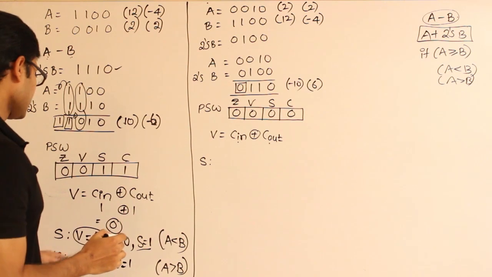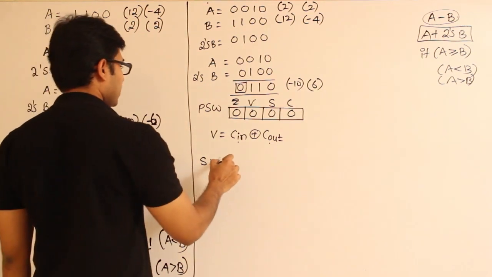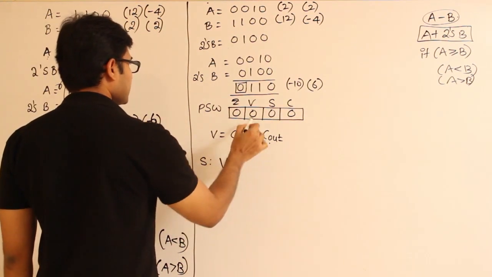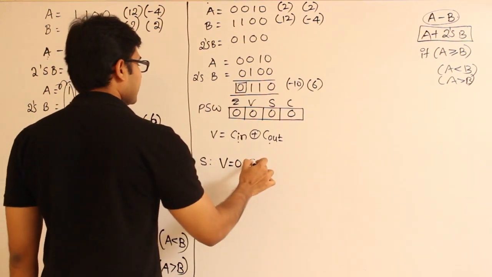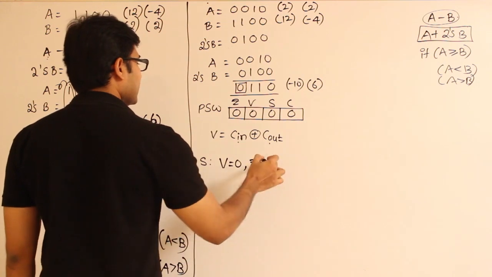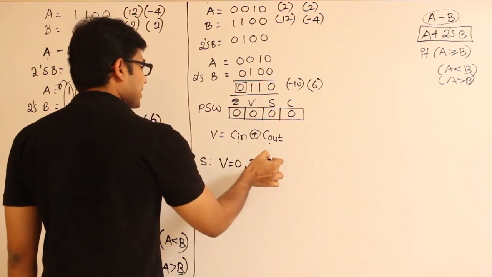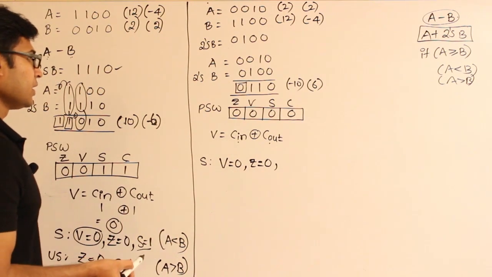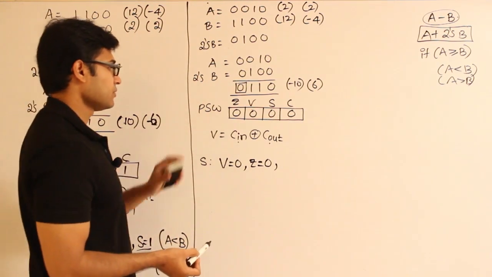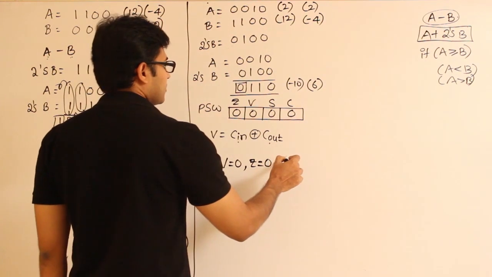In case of signed numbers, you are supposed to look at 3 flags. What are they? V should be 0. Yes, V should always be 0, otherwise we cannot work. And then Z. What about the 0 flag? Z should be 0. In case Z happens to be 1, we can directly declare that A is equal to B. Now here Z is 1, and the next one is sign.